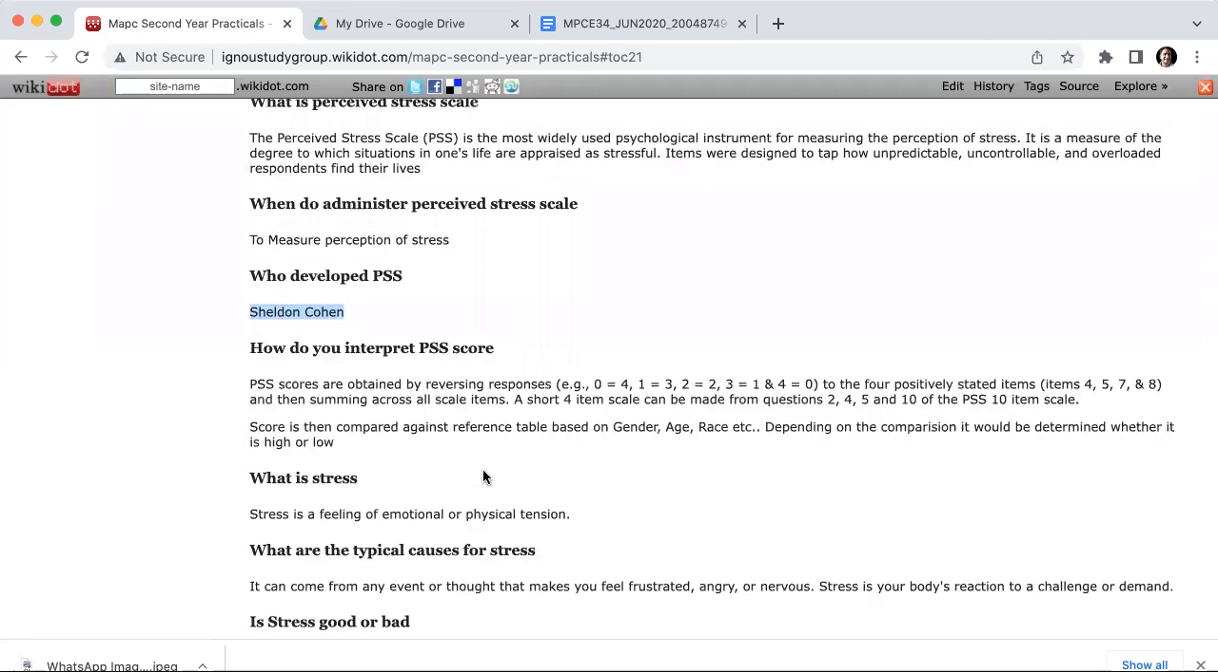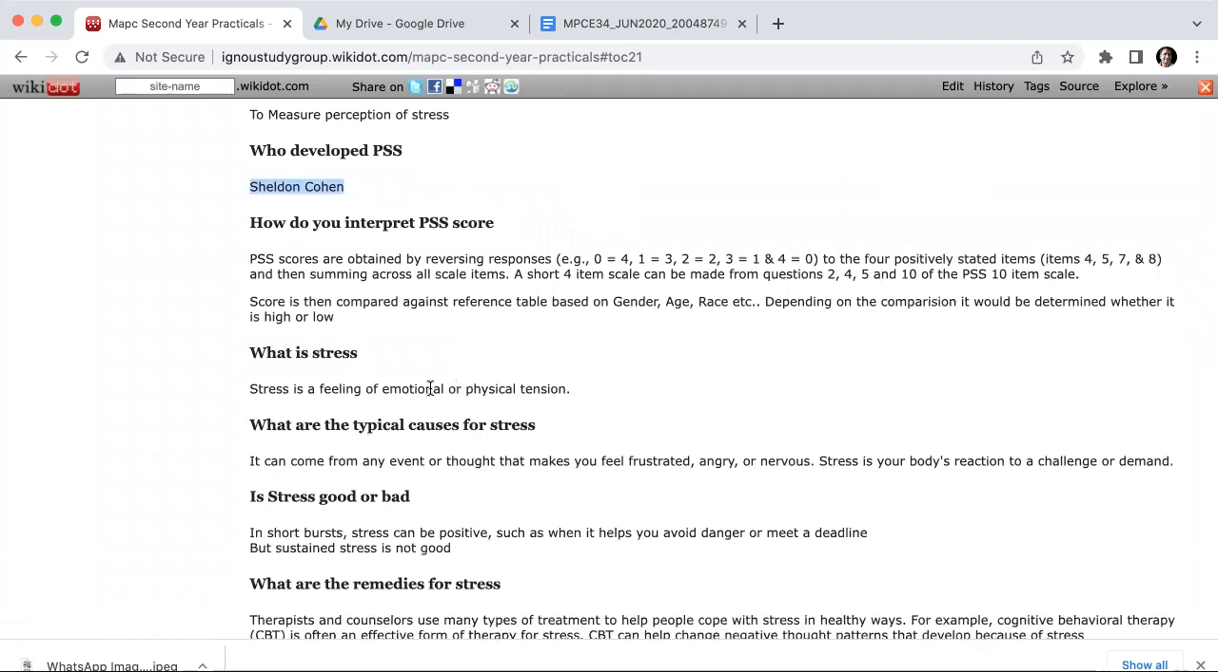So what is stress? It's a feeling or an emotion or a physical tension within a person. Everybody understands what stress is. What typically causes stress? Feelings of frustration, anger or nervousness. Anything that causes these things invariably results in stress. It is like the body's reaction when something challenging happens.